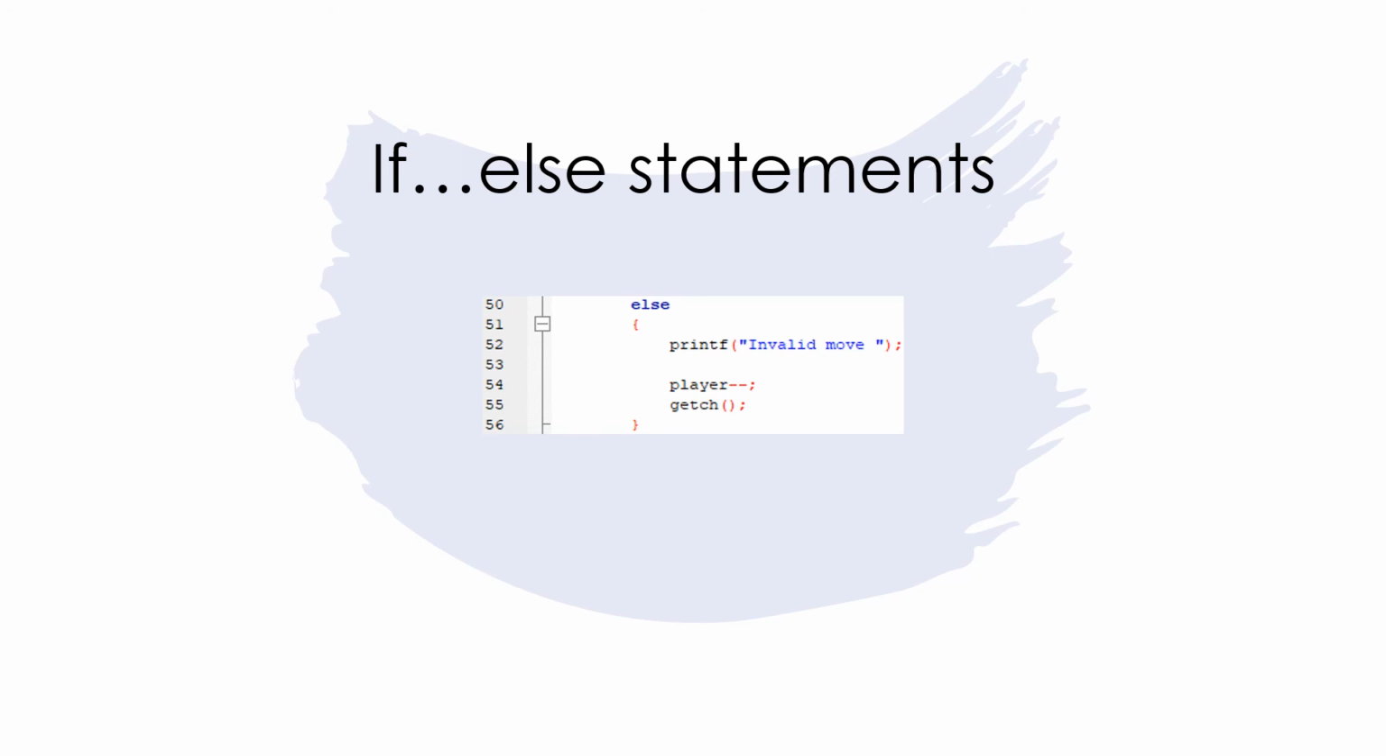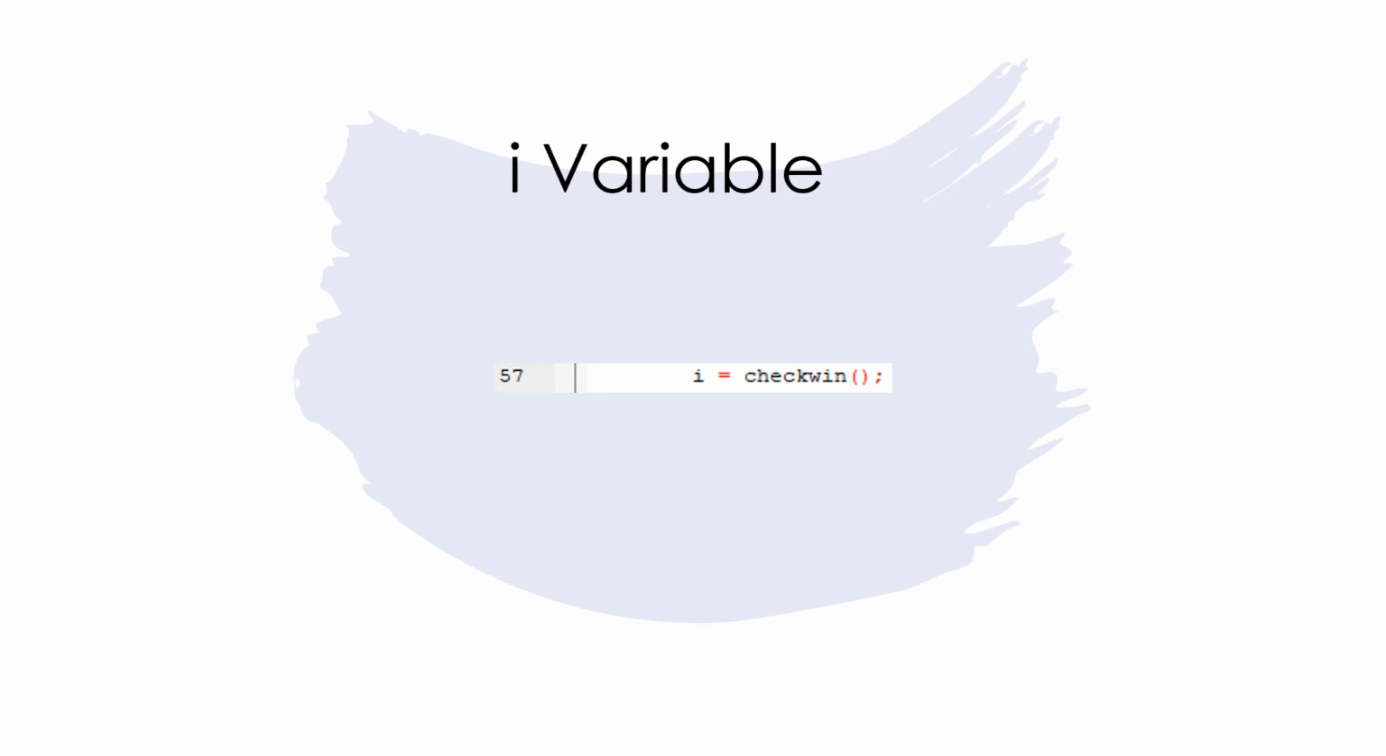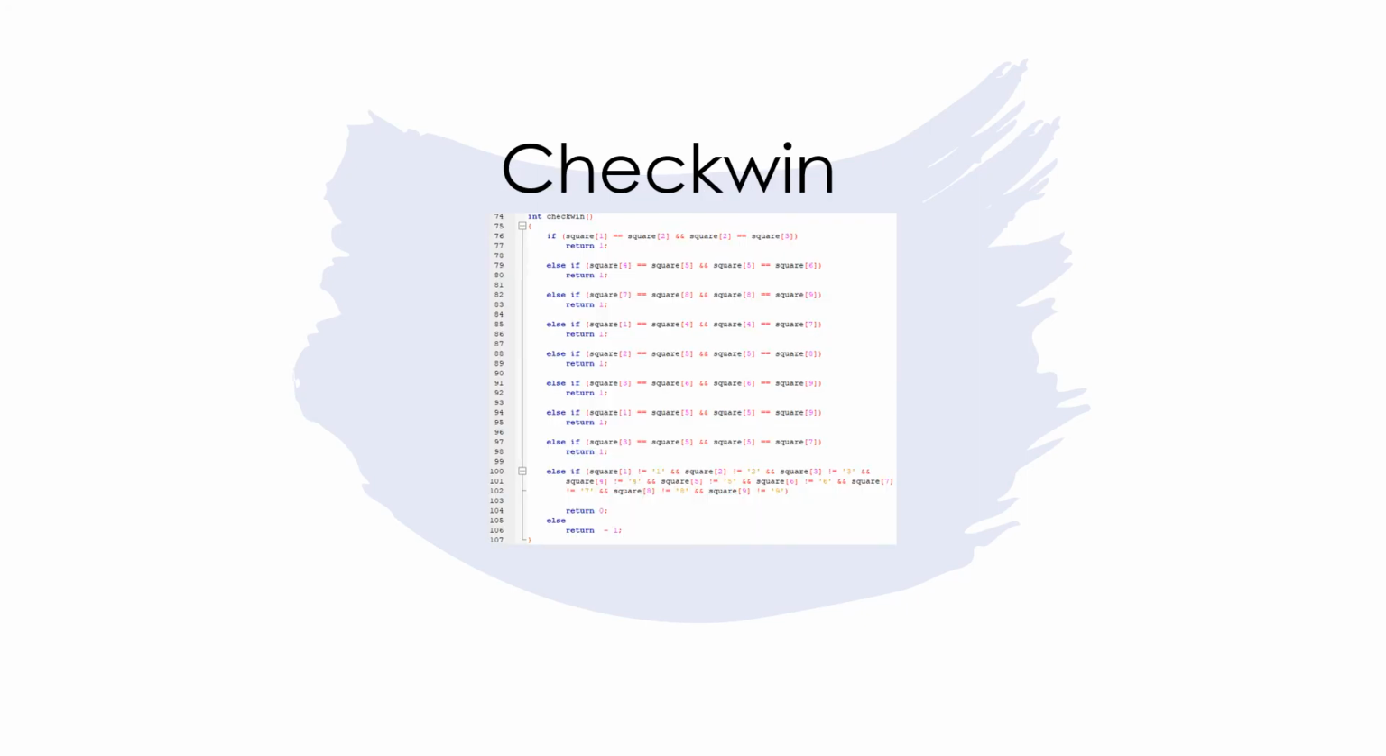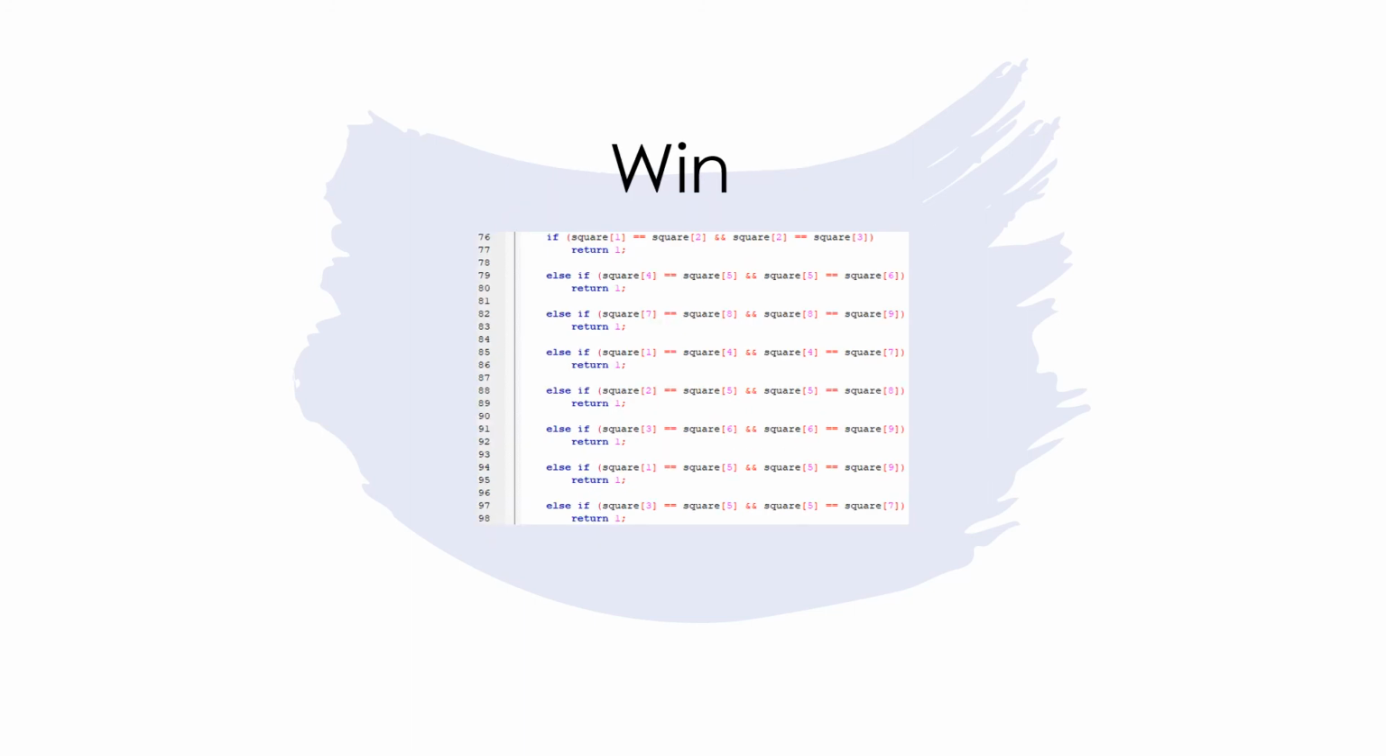Next, our program will call the function check_win, which will return an integer and will store it in the variable i. This is the function check_win. Basically, this function will tell the main function if the game is over or if it is still in progress. This function has all the possibilities of how a player can win the game, or how it could end in a draw. If the check_win function returns a 1, that means one of the players won.